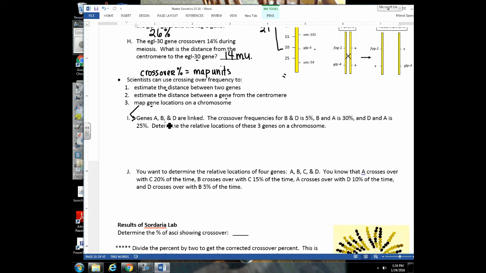So here we have three different genes, and we're trying to figure out their positions on a chromosome. It says that they're linked, and it gives the crossover frequencies between the different genes that we're analyzing here. When I tackle these problems, I like to draw out the genes and indicate how far apart they are. So I'm going to draw a big chromosome here, and it says that B and D genes show crossover 5% of the time. So I'm going to put them here, pretty close together. I'm going to indicate from here to here is 5. And let's say this is B and this is D.